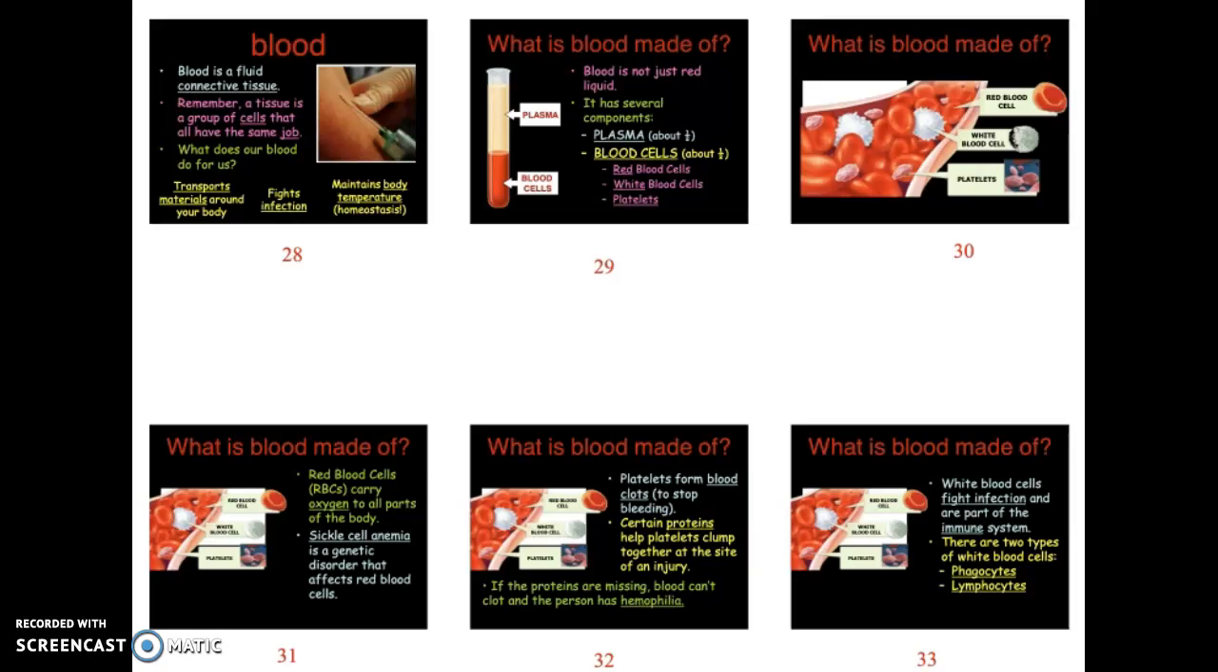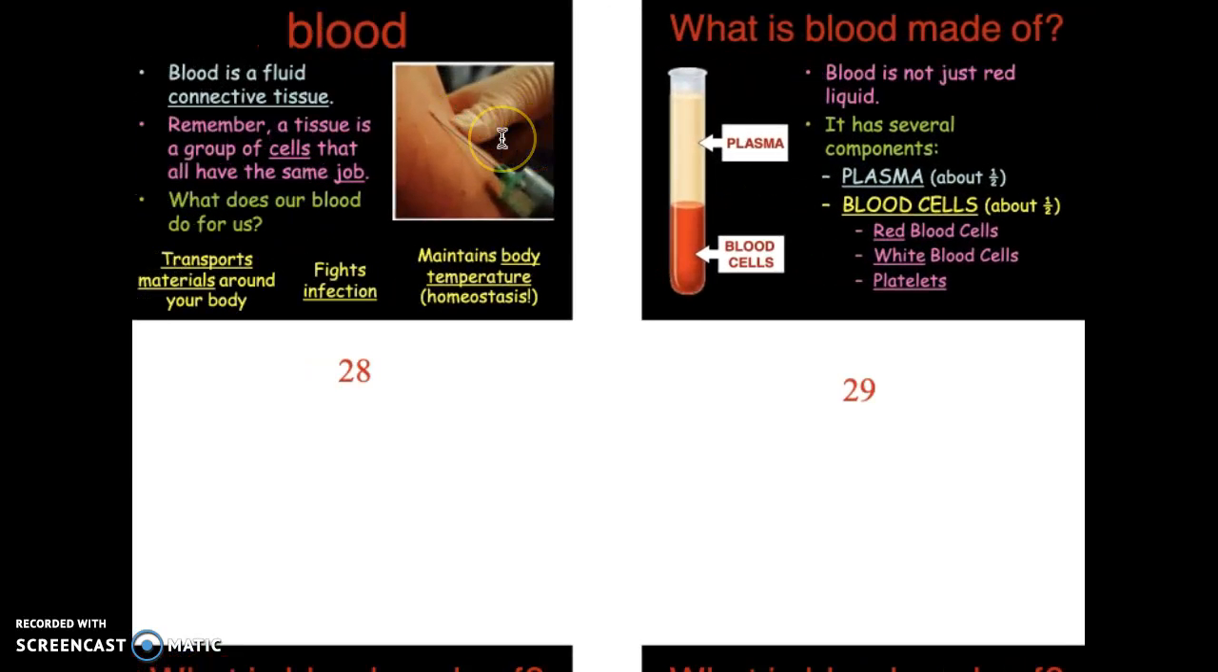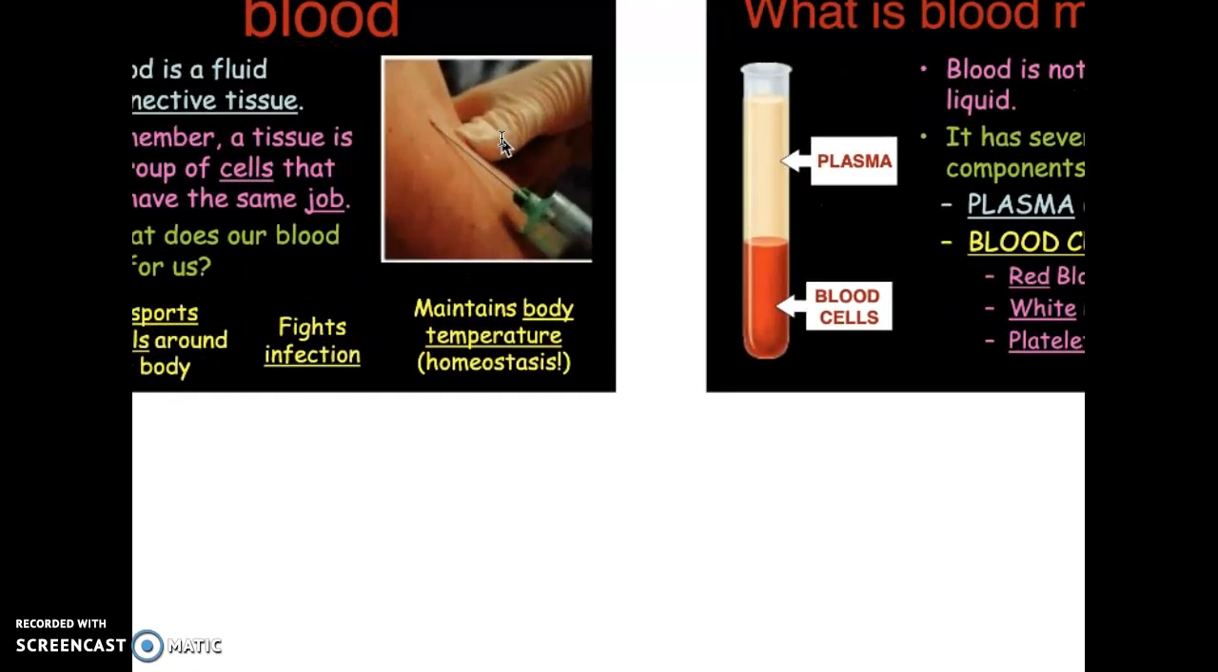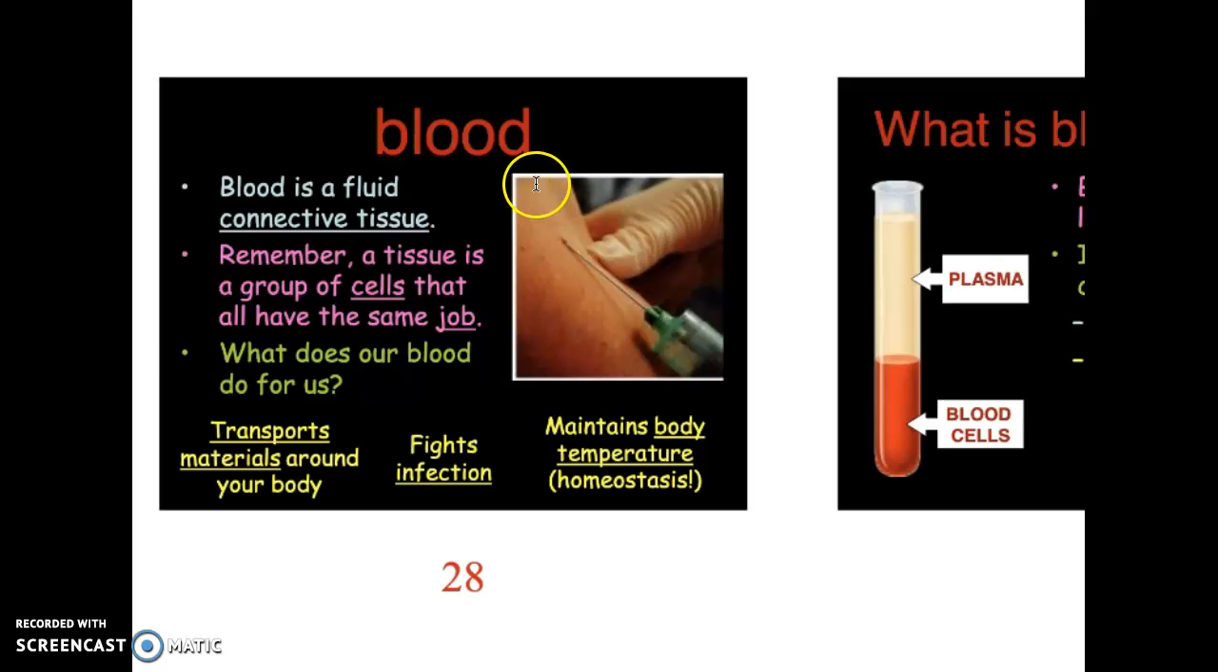Hey guys, welcome. We are going to continue learning about the circulatory system, but today we are going to look at something called blood. Remember that red little fluid that comes out of your body when you get hurt? That is called blood. And blood, fun fact, is actually a type of tissue. To be specific, it is a type of connective tissue.